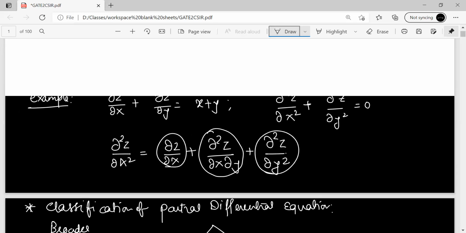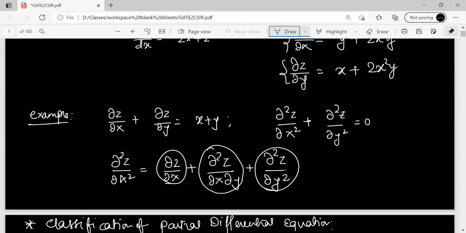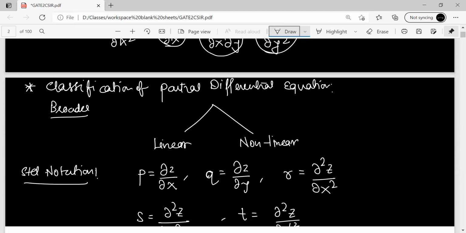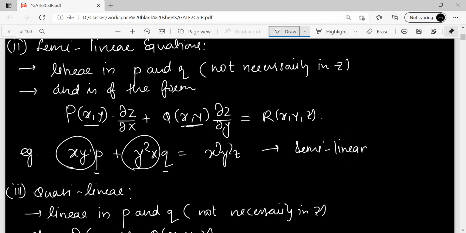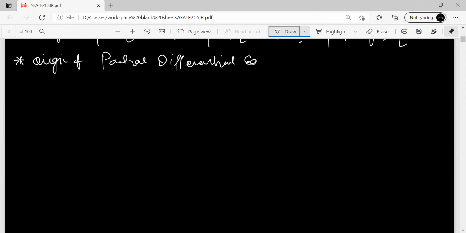What we did here, we began with the definition of partial differential equation. We found how they are formed, then we classified them into linear, semi-linear, quasi-linear, and then nonlinear. Now, the first thing would be the origin of partial differential equation. So what do I mean by this?